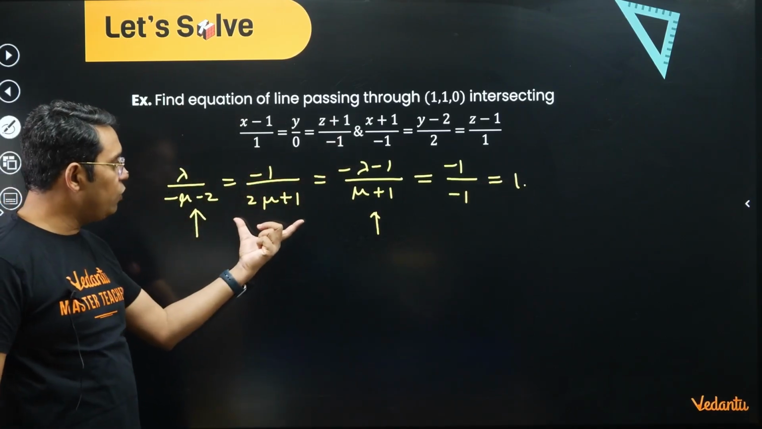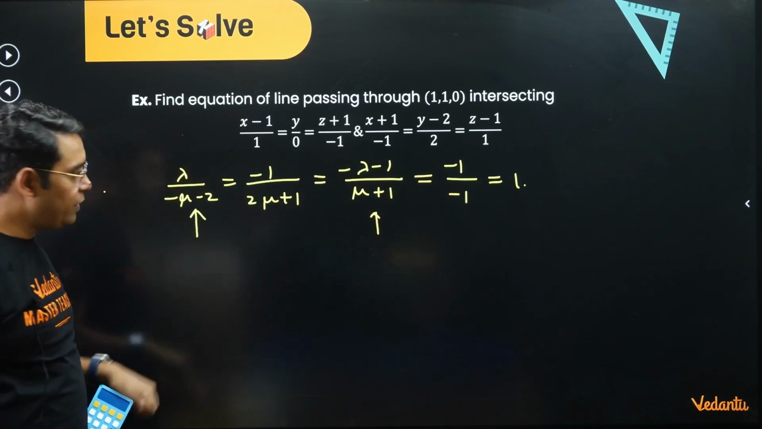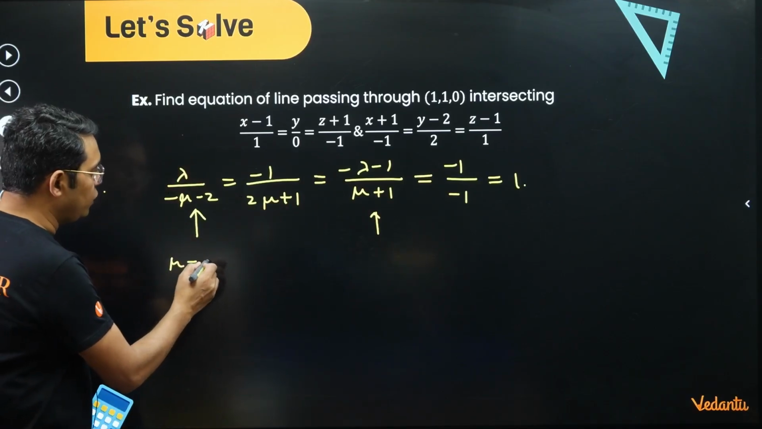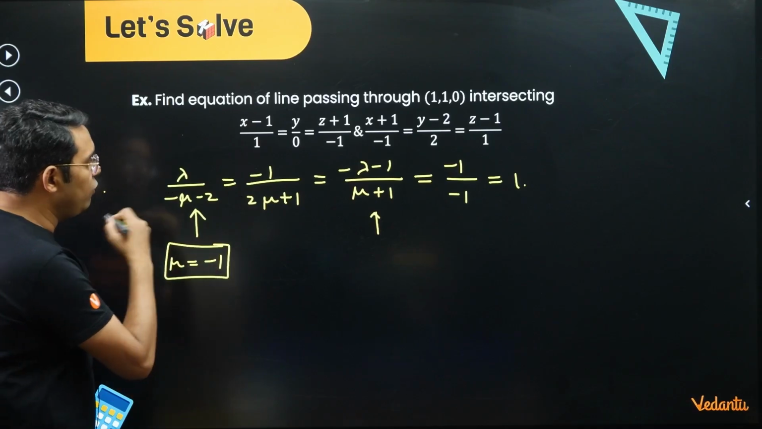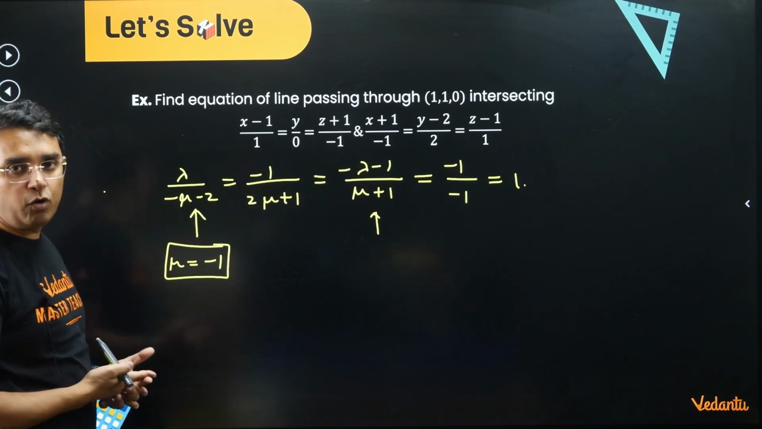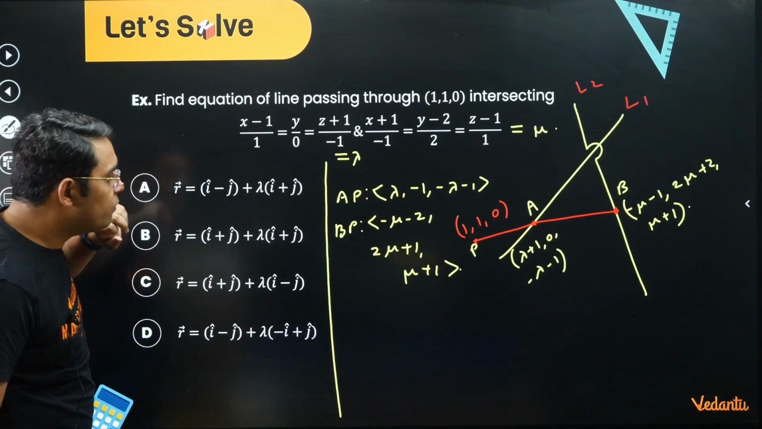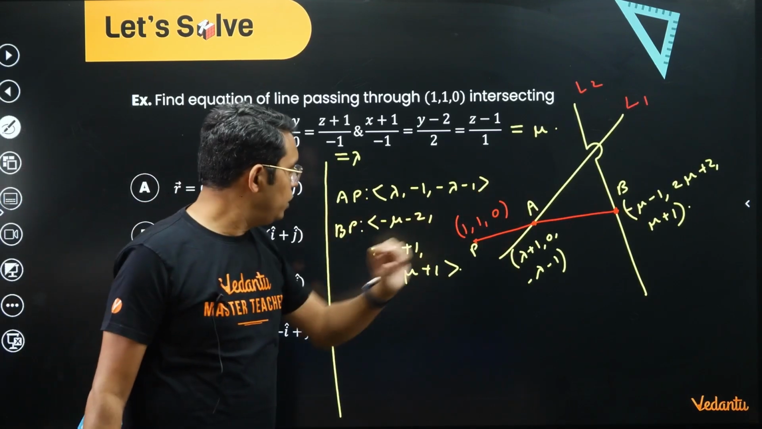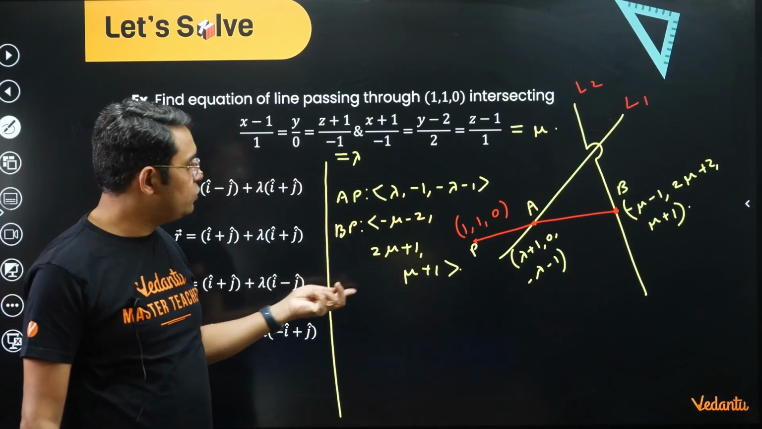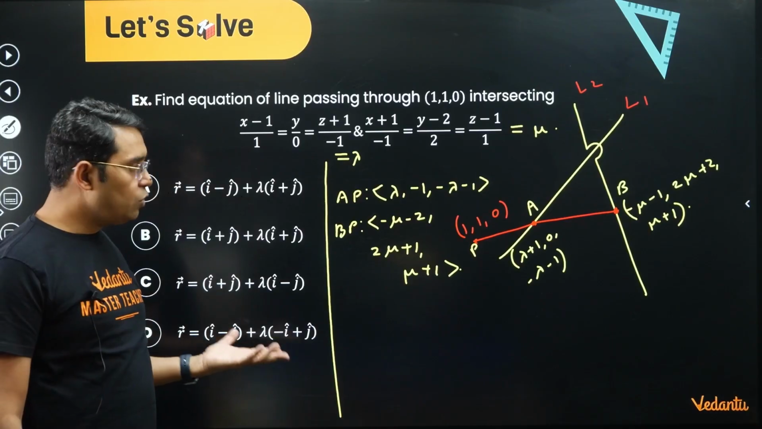Which means if I now set this equal to 1, then 2 mu plus 1 will be minus 1, so the value of mu will be equal to minus 1. Putting mu as minus 1, we can find lambda also, but I feel only mu is sufficient. Why? Because if we know mu, we have the direction ratio of this line, and this point 1, 1, 0 is already known to us.